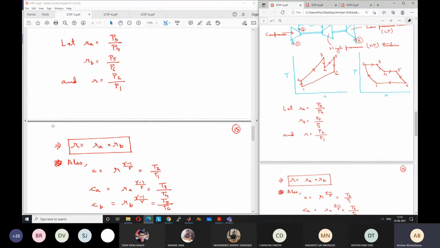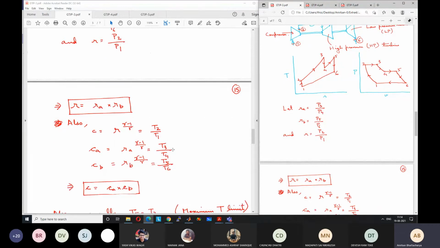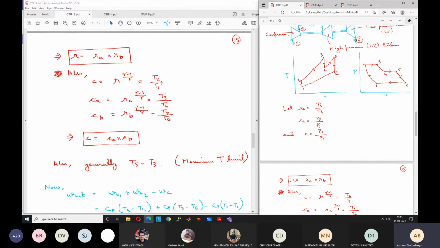Okay. So CA is equal to T3 by T4 and CB is equal to RB to the power gamma minus 1 by gamma, where RB is the pressure ratio across the low pressure turbine. So again, using the isentropic relation for an ideal gas, we see that CB is equal to T5 by T6. So using this relation, R is equal to RA into RB, we can find that R to the power gamma minus 1 by gamma is equal to RA to the power gamma minus 1 by gamma into RB to the power gamma minus 1 by gamma, or C is equal to CA into CB, or T2 by T1 is equal to T3 by T4 into T5 by T6.